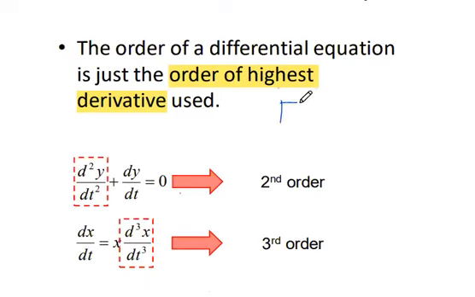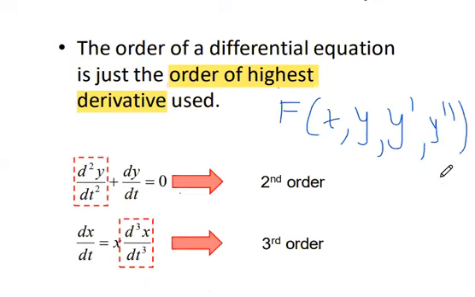Generally you can denote it like this: you have one dependent variable, and you have only y double prime. This is a general function. It could be any function, in any orientation. So this is a general function, and this is a different second order differential equation.